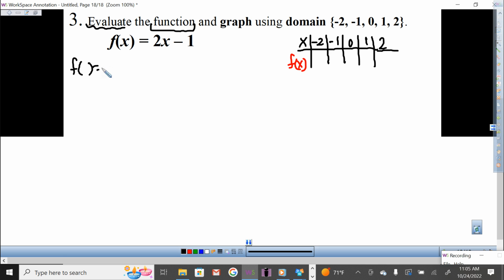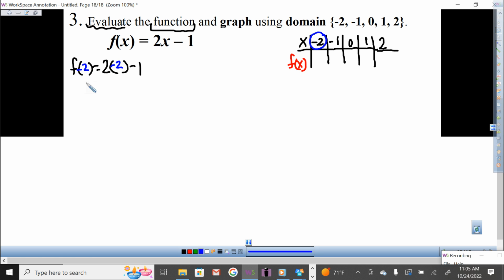F of 2 times. Now look up. What did I do? I replaced the x's with empty spaces. Why? Because I want to substitute here my domain. What is my first value for the domain? -2 and -2.